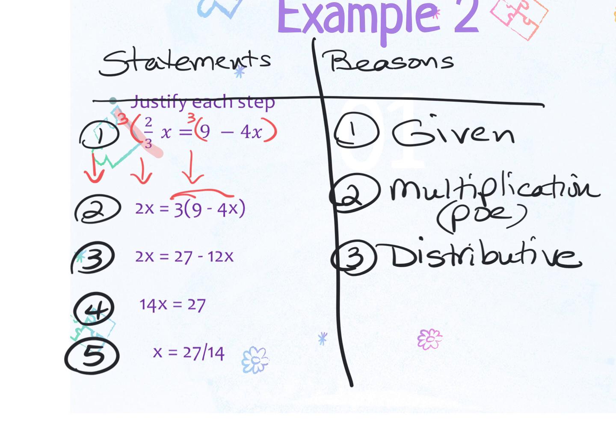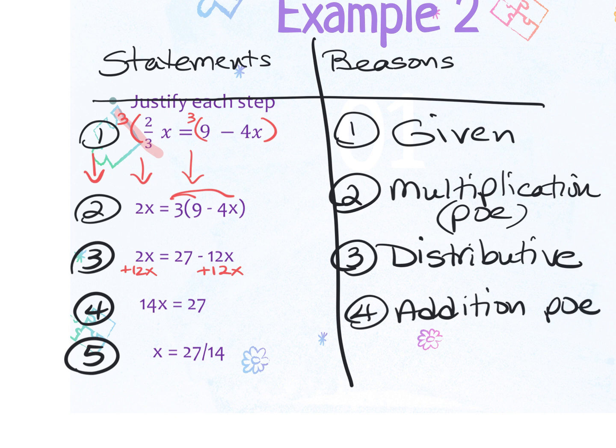And now, what did they do to go from step 3 to 4? It looks like they added 12x to both sides. And this step 4 is going to be the addition property of equality. Now, you don't need to show the red, but if it helps you to see what's happening in between the transitions, you can. And then the last one, from 4 to 5. It looked like they divided both sides by 14. So this will be the division property of equality.